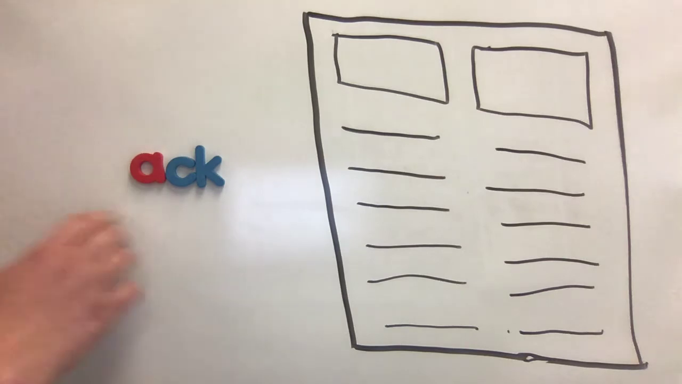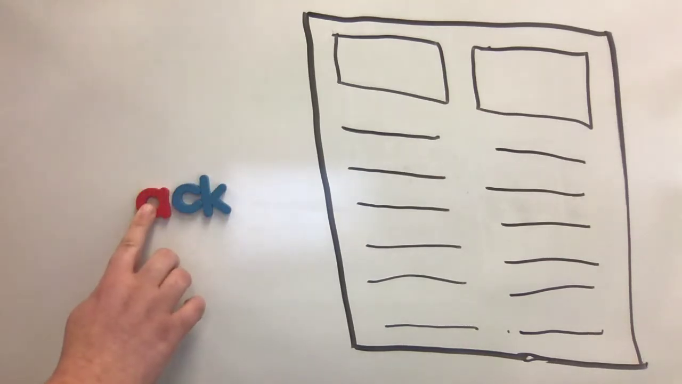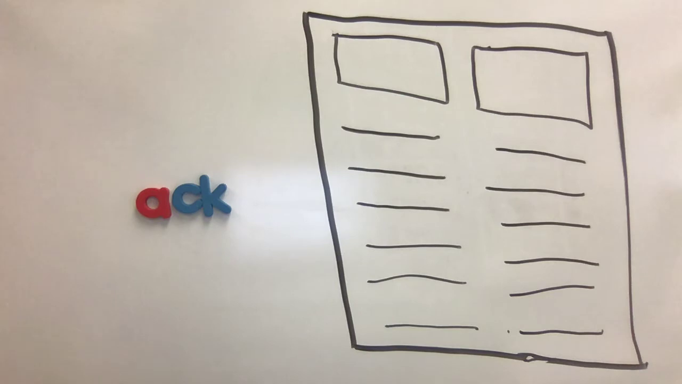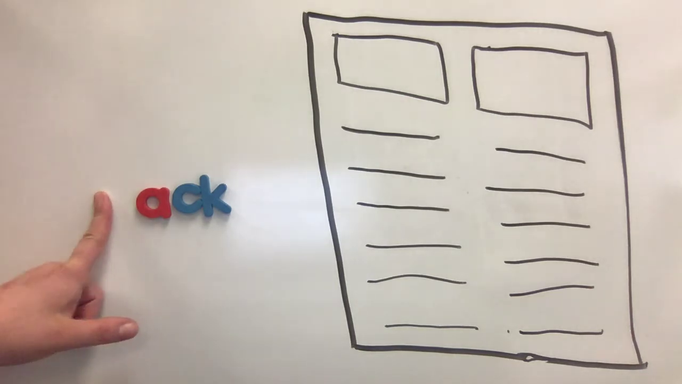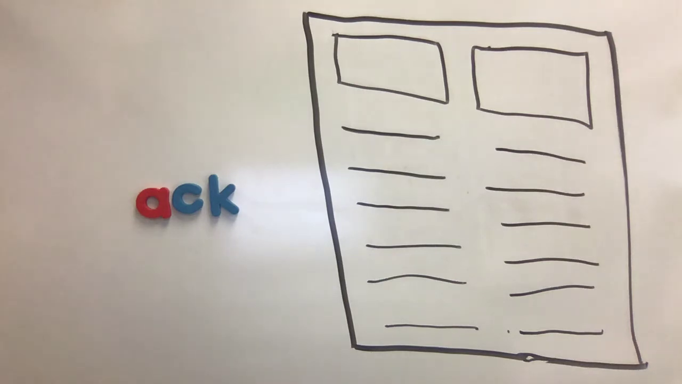Can you do this with me? A. Ack. Ack. Today's word family is ack. Say ack. We are going to add beginning sounds to the word family ack and make words.